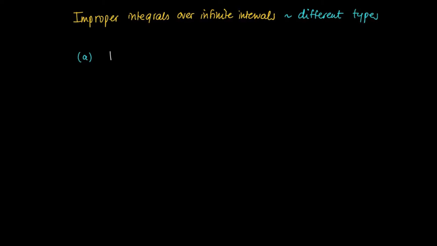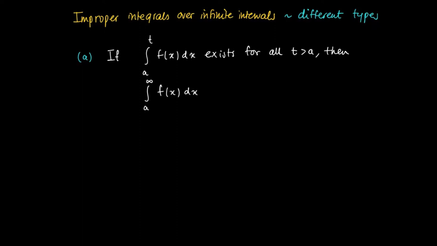So suppose we know that the definite integral from a to t, for some value a and some value t, which is supposed to be larger than a, f(x) dx exists. And suppose we know that this integral exists for all t larger than a, then we will define the integral from a to infinity of f(x) dx as the limit for t to infinity of the definite integral a to t of f(x) dx.